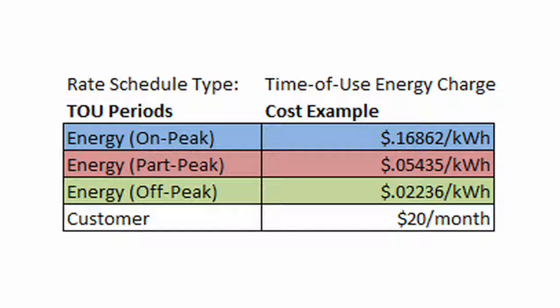It charges 17 cents a kilowatt hour for the on-peak usage, 5 cents a kilowatt hour for the part peak usage, and 2 cents a kilowatt hour for the off-peak usage. Same as with the other rate schedules, there's a $20 customer charge. This schedule charges for two things. Number one is the area under the curve, that's the energy charge, and number two is the fact that the curve exists, that's the customer charge. Note that the energy charge is different at different times of day.